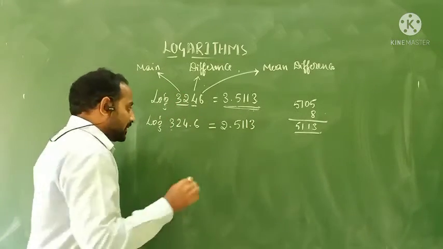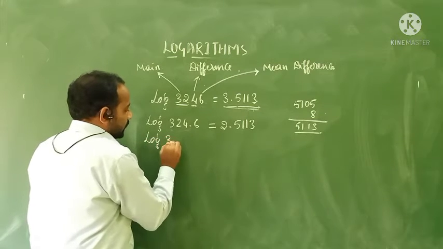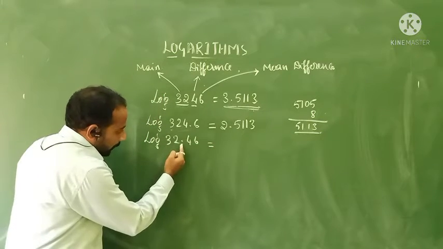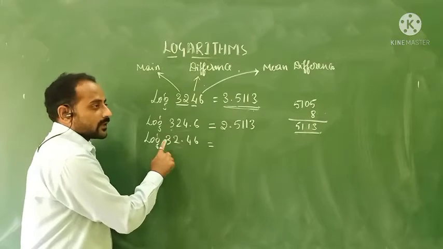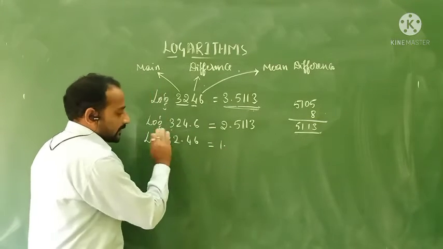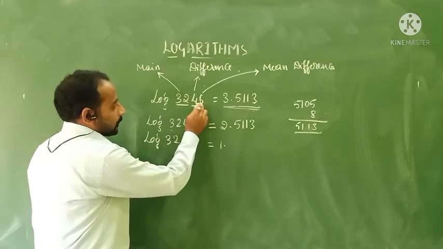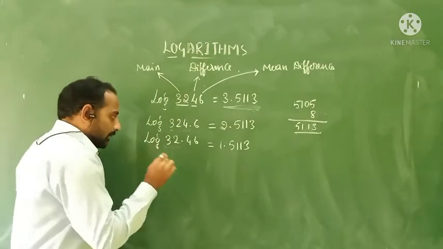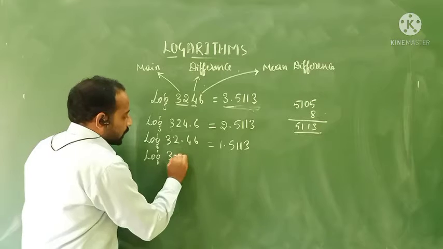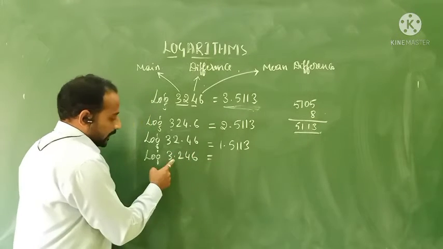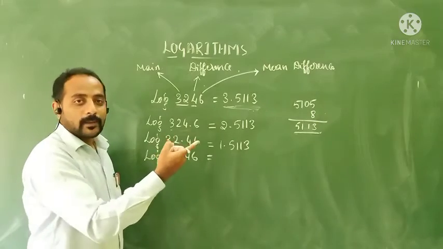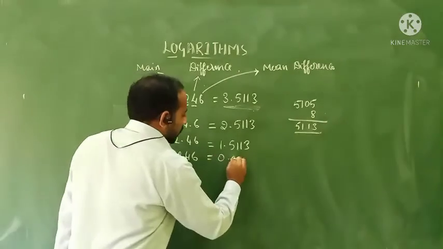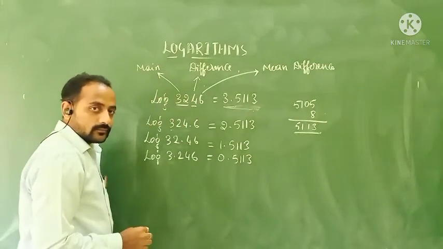Similarly, if I have log 32.46, from here to the left side, how many digits? 2 digits. 2 minus 1, it is 1 point. Just forget that decimal point. 3246, the same, yes. The same answer, I will get 5113. Similarly, if I get log 3.246, now there is only 1 digit. 1 minus 1, 0. It is 0 point. Same, forget the decimal point, so the answer I will get is 5113.